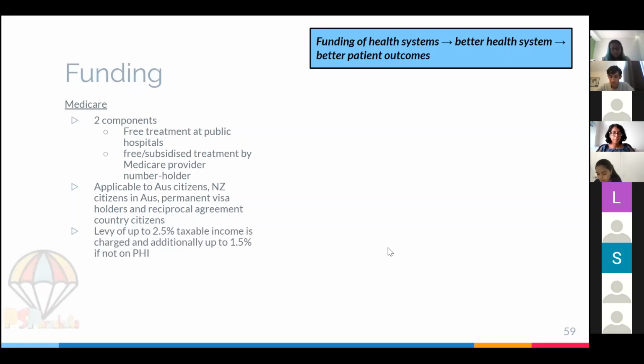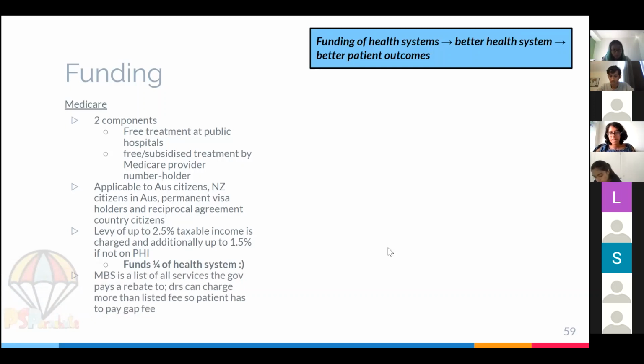Medicare charges a levy of up to 2.5% of income to citizens, usually slightly richer people. Additionally, up to 1.5% if you're not on private health insurance. So yes, the government does encourage us to take up private health insurance to fund some of that stuff. That's one way it does it. And this levy actually funds a quarter of our health system.